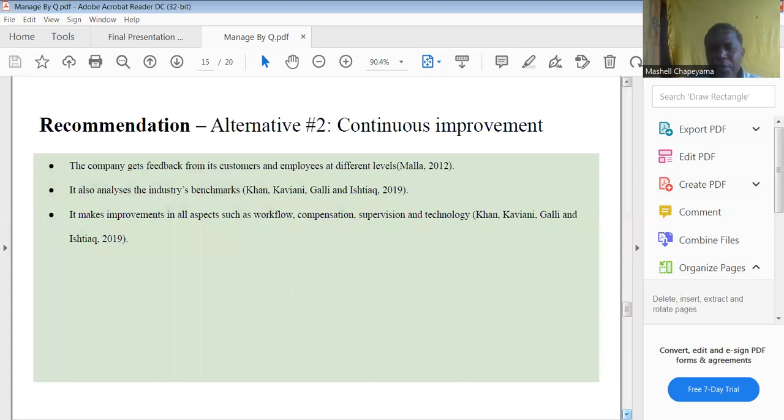Right. So what is the best alternative here? What is the best recommendation? Right. The company should use continuous improvement. In this case, it should get feedback from the employees and from the clients on what is going wrong and change those things, improve those things so that it provides the best of services. It also should gather the industry benchmark to help it to improve the services. And it should improve the service in various areas such as the workflow, compensation, supervision, and technology.